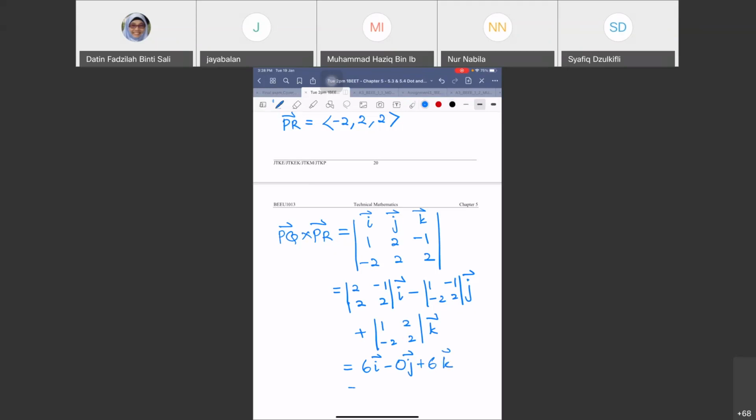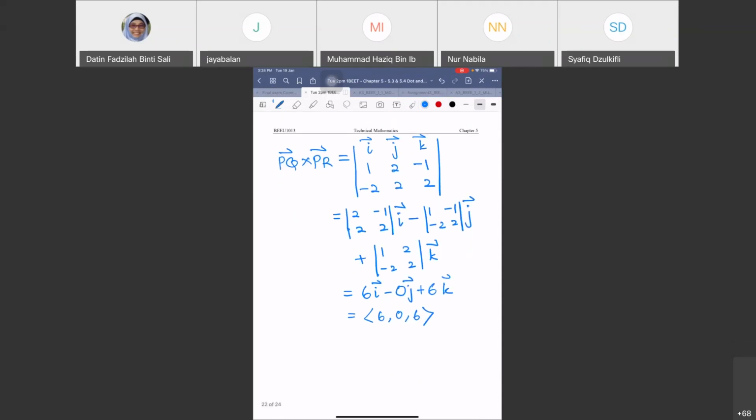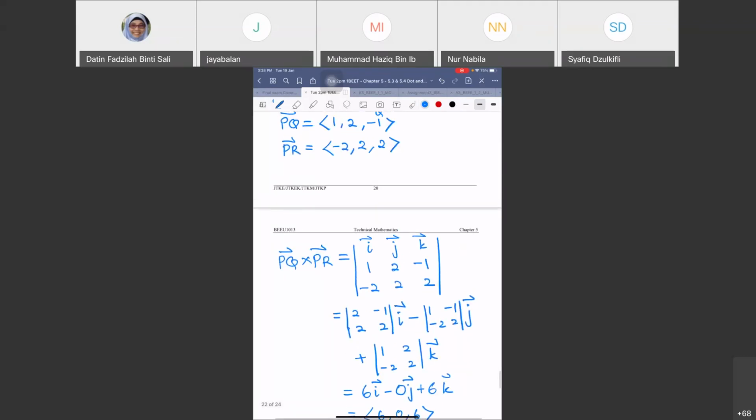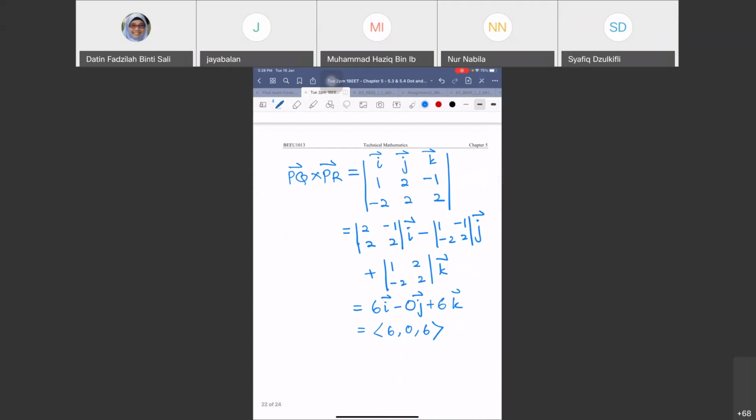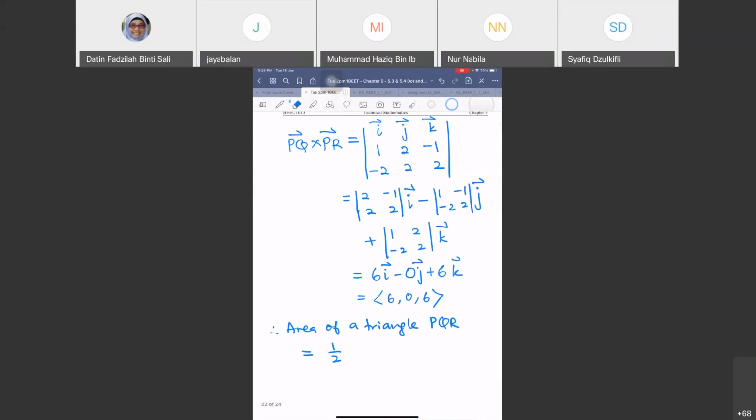So that means you have your 6i plus 6k also can, right? But what you want is actually the area of a triangle, right? Okay, so just now is the area of a triangle. So the area of triangle PQR is given by half. Don't forget the half, because this is a triangle, of the magnitude of the cross product.